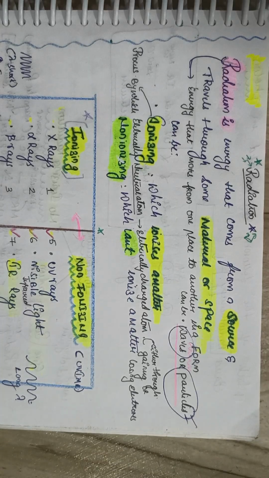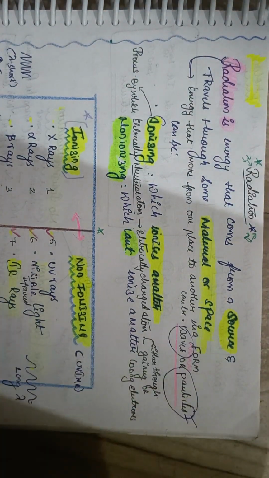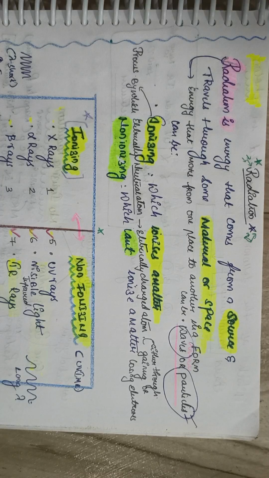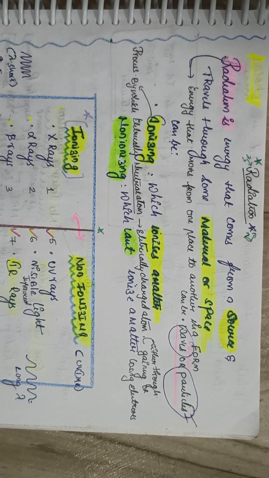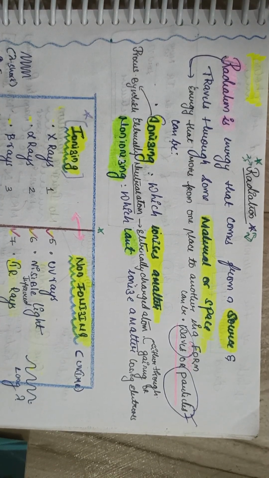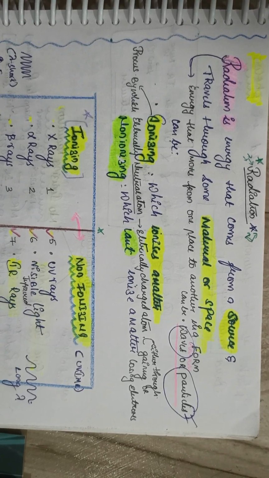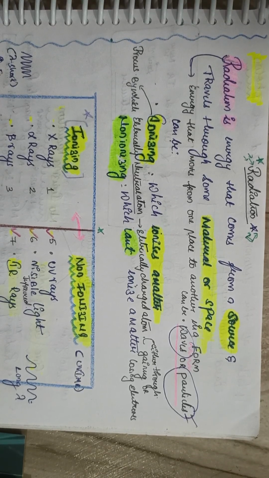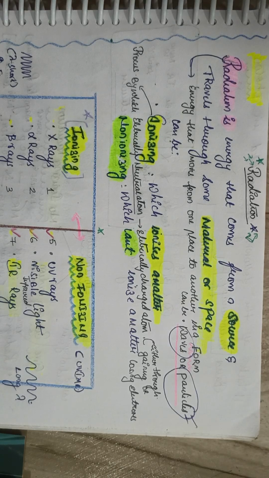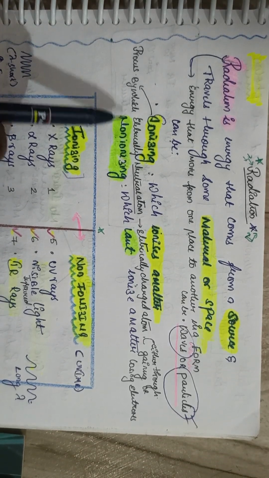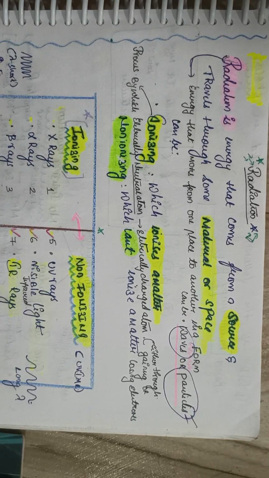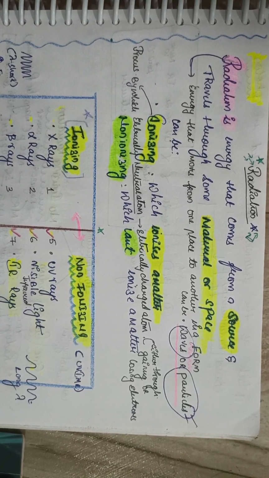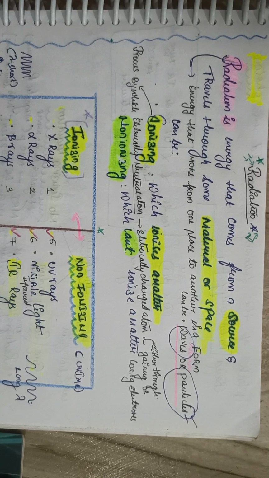The first point which we need to understand is regarding ionizing radiation. The name itself tells you: ionizing means which ionizes matter. What is non-ionizing? Which cannot ionize matter. So what exactly does ionizing mean? It is a process by which an electrically neutral atom becomes an electrically charged atom, either through gaining or losing electrons.